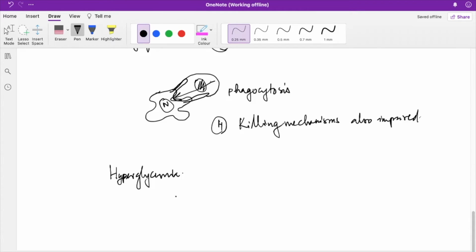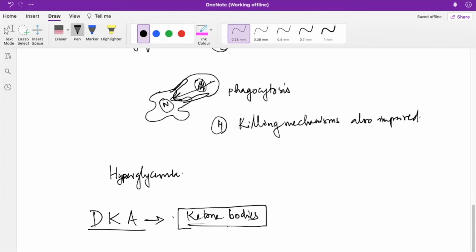Associated with diabetes, there is a condition called diabetic ketoacidosis, DKA. In this, ketone bodies are formed in our body because of the metabolic derangements. And these ketone bodies provide an acidic environment inside the body of the patient. So in diabetes mellitus, there is a condition called DKA in which the patient will have an acidic environment in their body, and this acidic environment is favorable for fungal growth.